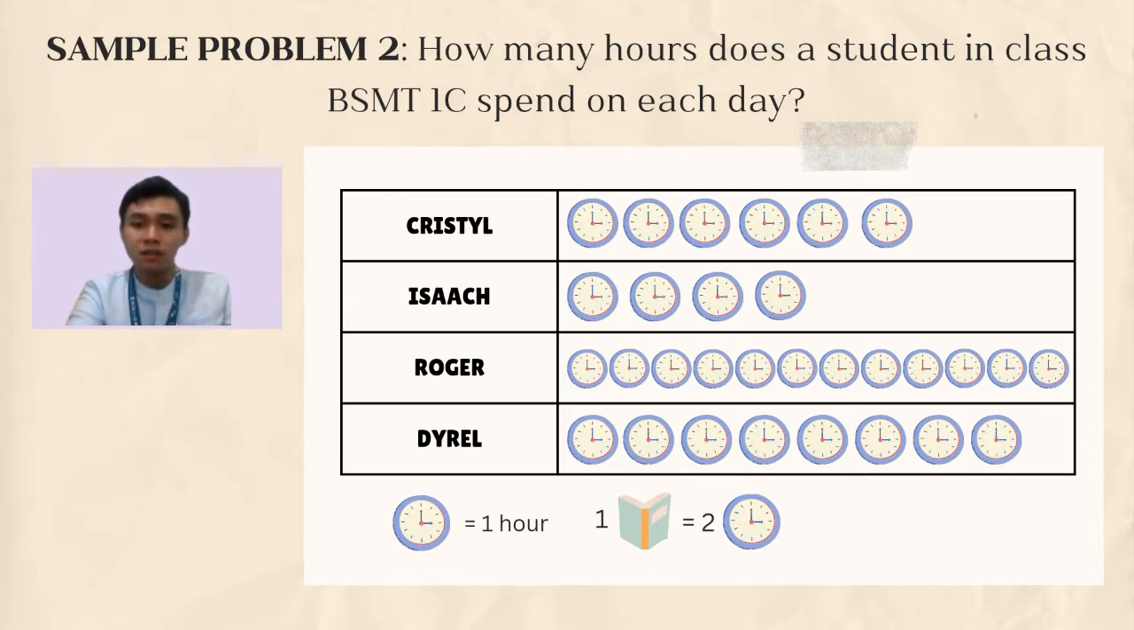So how many books do we need to add more? Okay, 8 plus 2, we have 10. 10 plus 2, we have 12. So for 12 hours, we have 1, 2, 3, 4, 5, 6. So 6 books is equal to 12 hours for Roger.